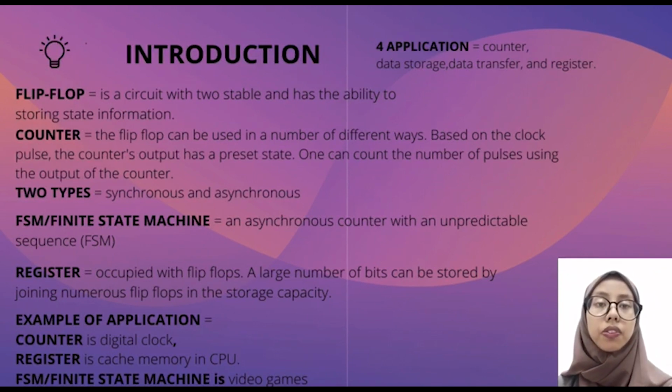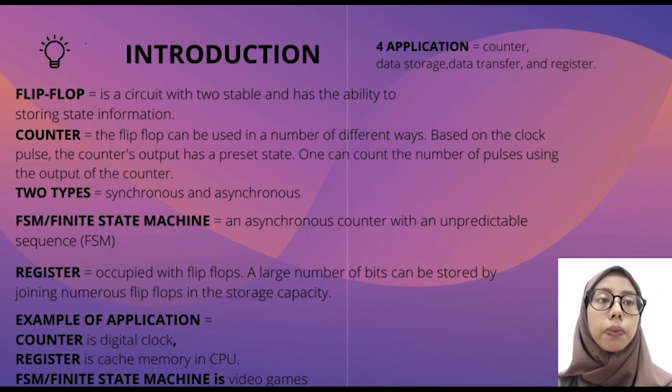Now I will explain about flip-flop. Flip-flop is a circuit with two stable states and has the ability to store state information. It is also known as a bistable multivibrator. Flip-flops and latches are commonly used in digital electronics. Flip-flops now only use the electronic timing circuit, and the simple one is usually known as a transparent latch.